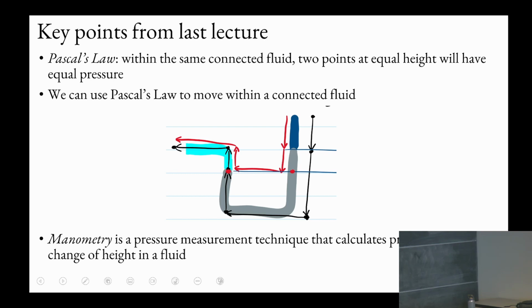Last lecture was all about manometry, which is simply put, you can measure the change in height of a fluid. Say you apply a pressure to a fluid, that fluid can change height. You measure that change in height, you can directly calculate the pressure that was applied to it. So that's how we use manometry.